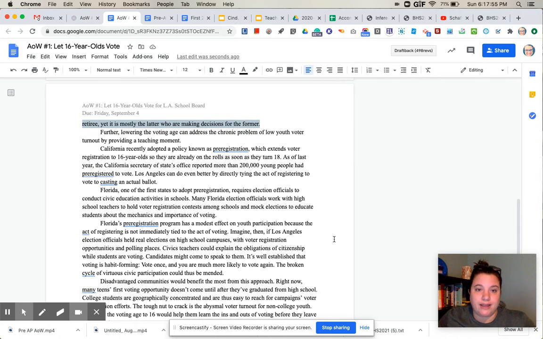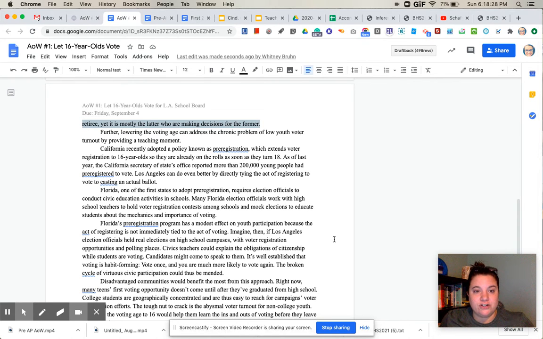Further, lowering the voting age can address the chronic problem of low youth voter turnout by providing a teaching moment. California recently adopted a policy known as pre-registration, which extends voter registration to 16-year-olds, so they are already on the rolls as soon as they turn 18. As of last year, the California Secretary of State's office reported more than 200,000 young people had pre-registered to vote. Los Angeles can do even better by directly tying the act of registering to vote to casting an actual ballot.